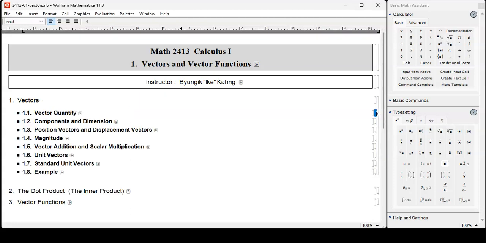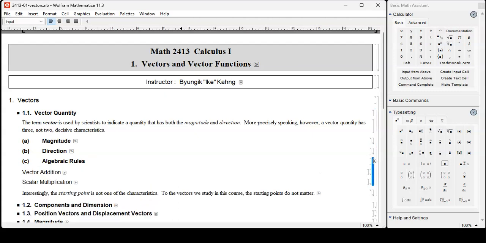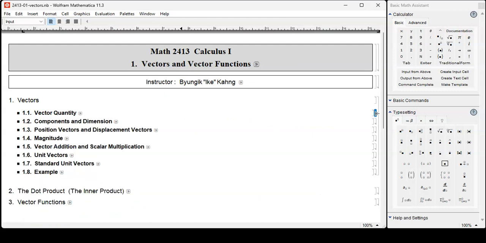Previously, we went through the definition of the vectors and their standard features: magnitude, direction, and algebra. What do you mean by vector algebra? We are talking about addition and scalar multiplication. And then we went through some examples.